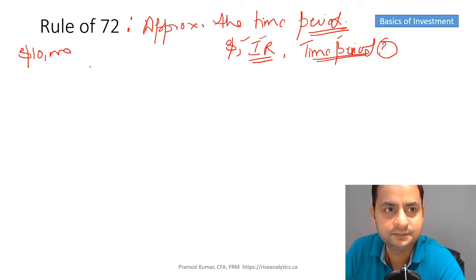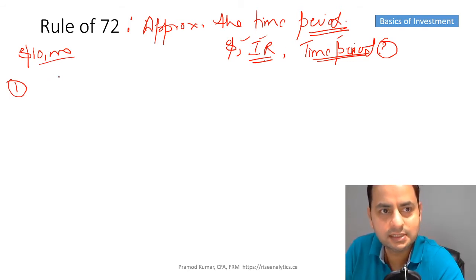Let's say I have $10,000 and now I want to double it. In order to double, we need to find the time period. So we need to decide at what interest rate I'm going to invest this. Mostly in our videos, as you notice, I take the 10% required rate of return, which is basically the historical 10-year average of the S&P 500. If I just divide 72 by 10, I will get 7.2 years. It's very simple math.